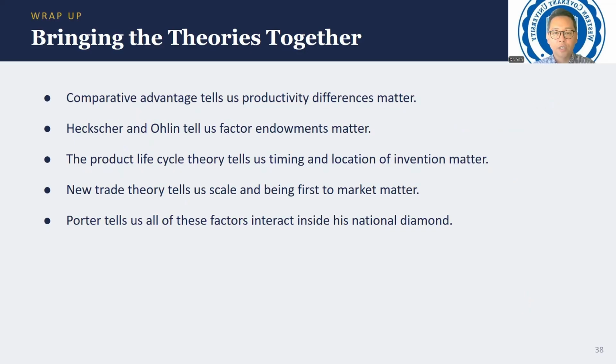Comparative advantage tells us the productivity differences between countries matter. Factor endowment theory tells us that a country's resources, its factor endowments, matter too. The product life cycle theory tells us that timing matters, meaning where and when a new product gets invented shapes future trade patterns. New trade theory tells us that scale of production and being the first company into the market both matter enormously in modern industries.